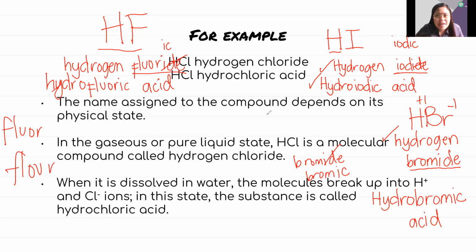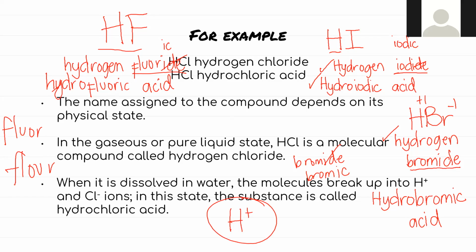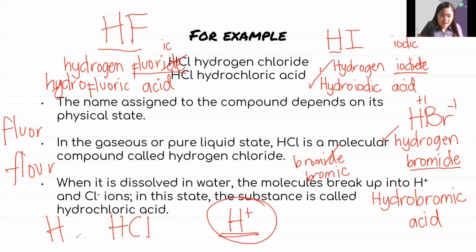So how will you know if it is an acid? By the presence of hydrogen. Hydrogen comes first, and it is the positively charged ion, like HCl or HI, HF, HBr. When it comes first, that's an acid.